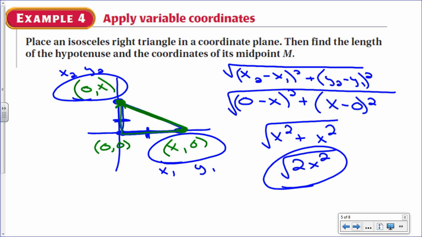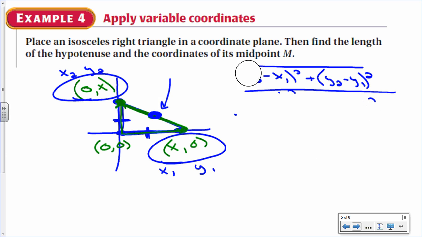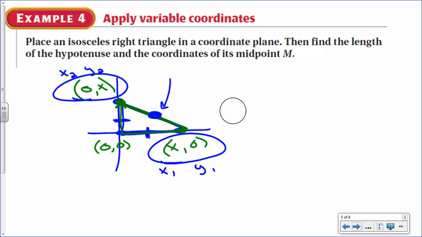All right. Now the midpoint. What we want to do is find the middle of the hypotenuse. Let's see if I can point out a little bit. So right there, guys. We want to find the exact middle. And if I told you to find the middle of two numbers, hopefully you'd think to find the average, or you'd add them up and divide by 2. So that's exactly what I'm going to do. I'm going to add up my x's and then divide by 2.